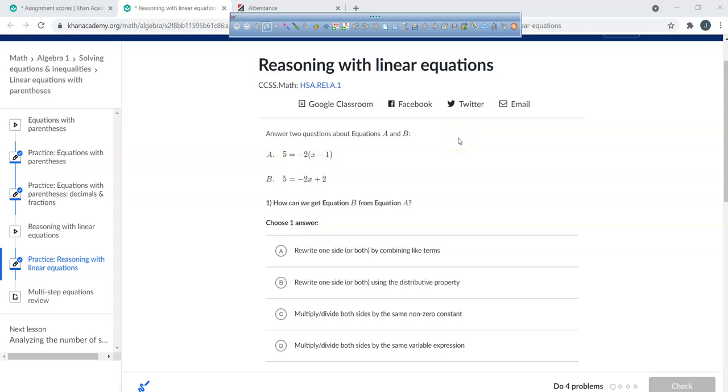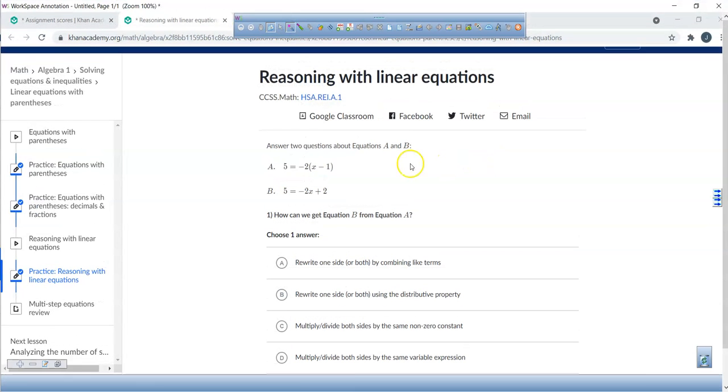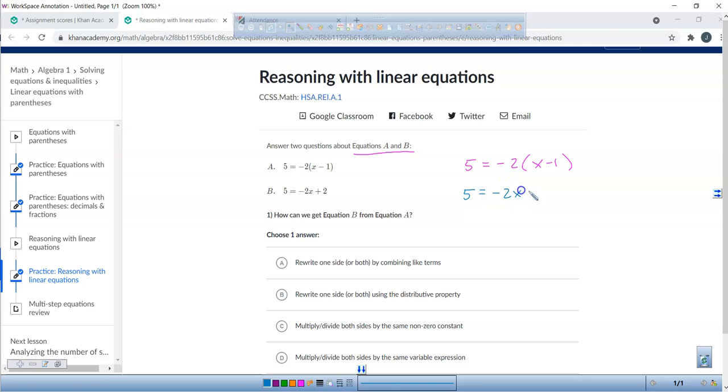So this assignment is reasoning with linear equations. When you guys are doing these problems, first thing you want to be able to do is compare equation A and B. It says A is 5 equals negative 2 open parentheses x minus 2, and B is 5 equals negative 2x plus 2. If we distribute that negative 2, we get negative 2x plus 2.